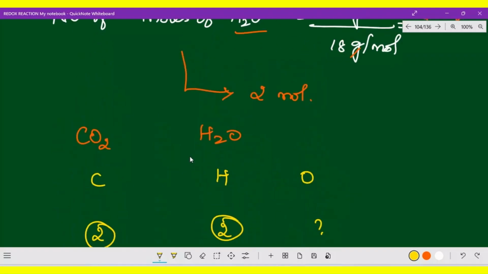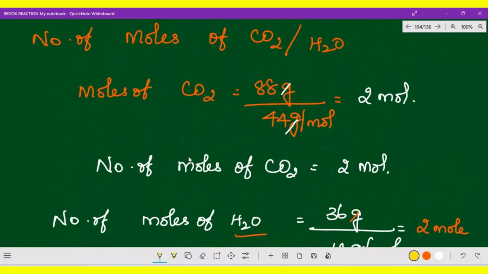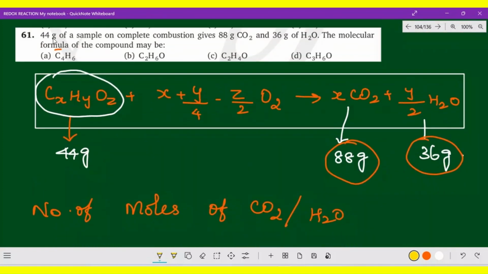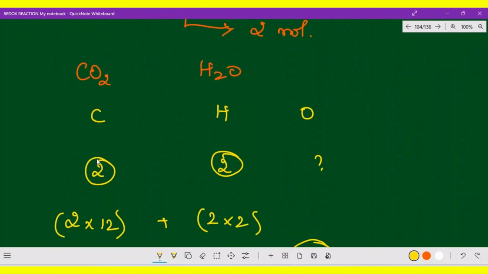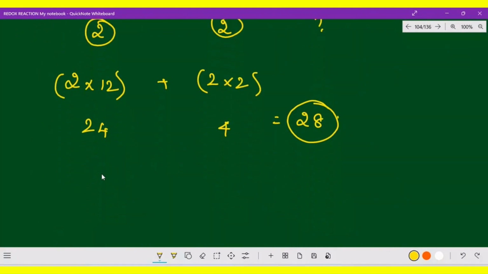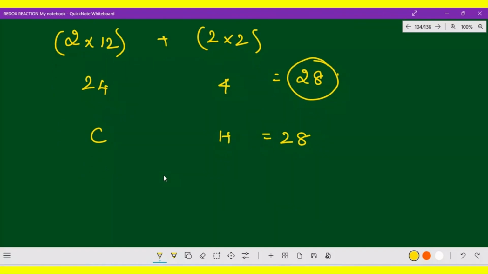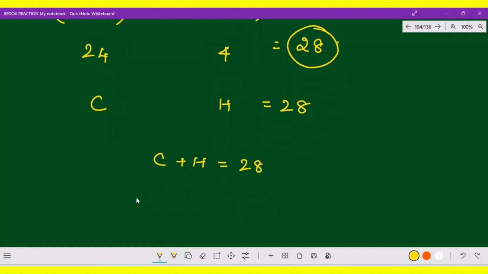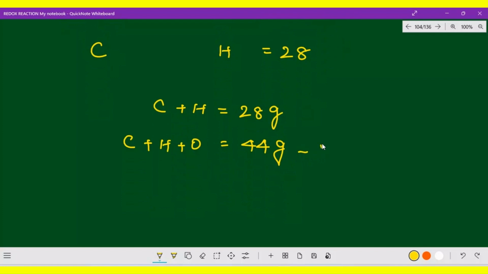Now in the starting they have given the sample mass, 44 gram of a sample. In that, 28 gram we found is carbon and hydrogen. So the remaining will be oxygen only. Carbon plus hydrogen together is 28, and carbon plus hydrogen plus oxygen combined together is 44 gram. So consider this 28 gram: 44 minus 28, you will get 16 gram.